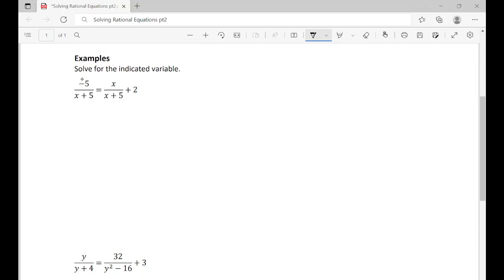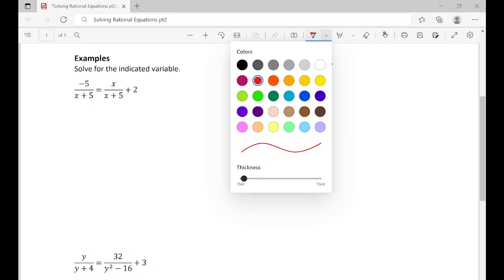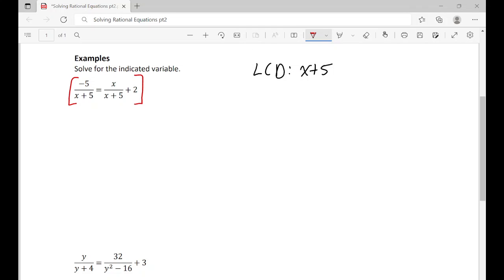So the first equation we have is negative 5 over x plus 5 equals x over x plus 5 plus 2. So I'll find my LCD, and I can see that it's an x plus 5 and an x plus 5 and a 1. Not too concerned with the 1, so my LCD is x plus 5. So now I'm going to multiply the entire equation by x plus 5. So this x plus 5 here is going to cancel out with this x plus 5 up here, and so I'm just going to end up getting negative 5.